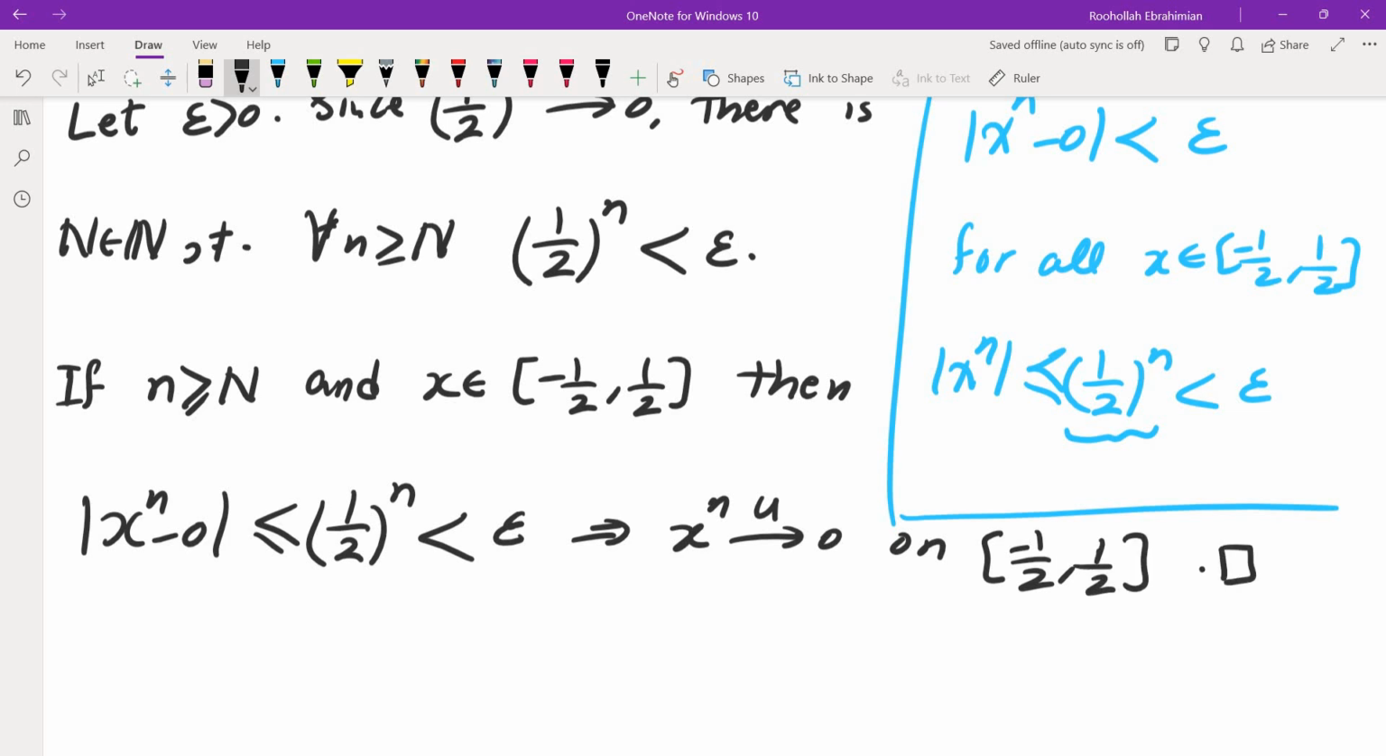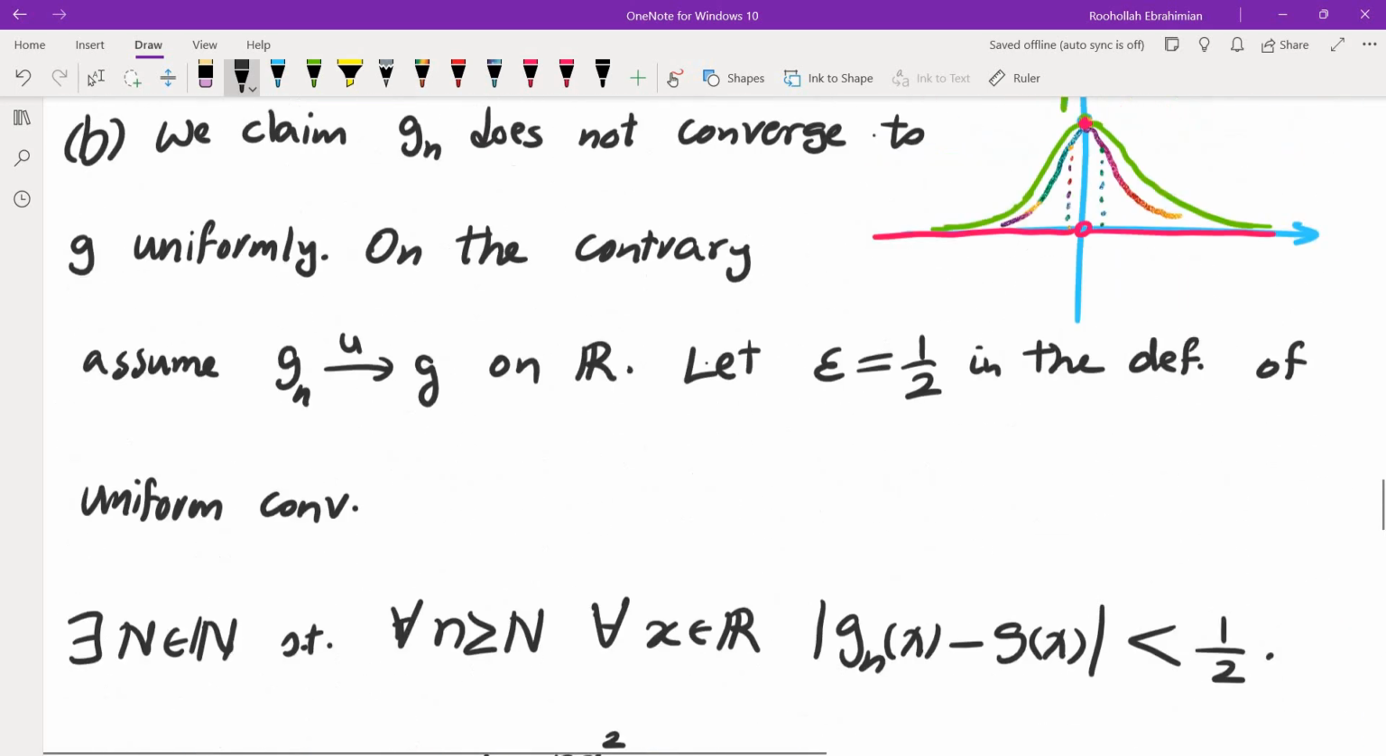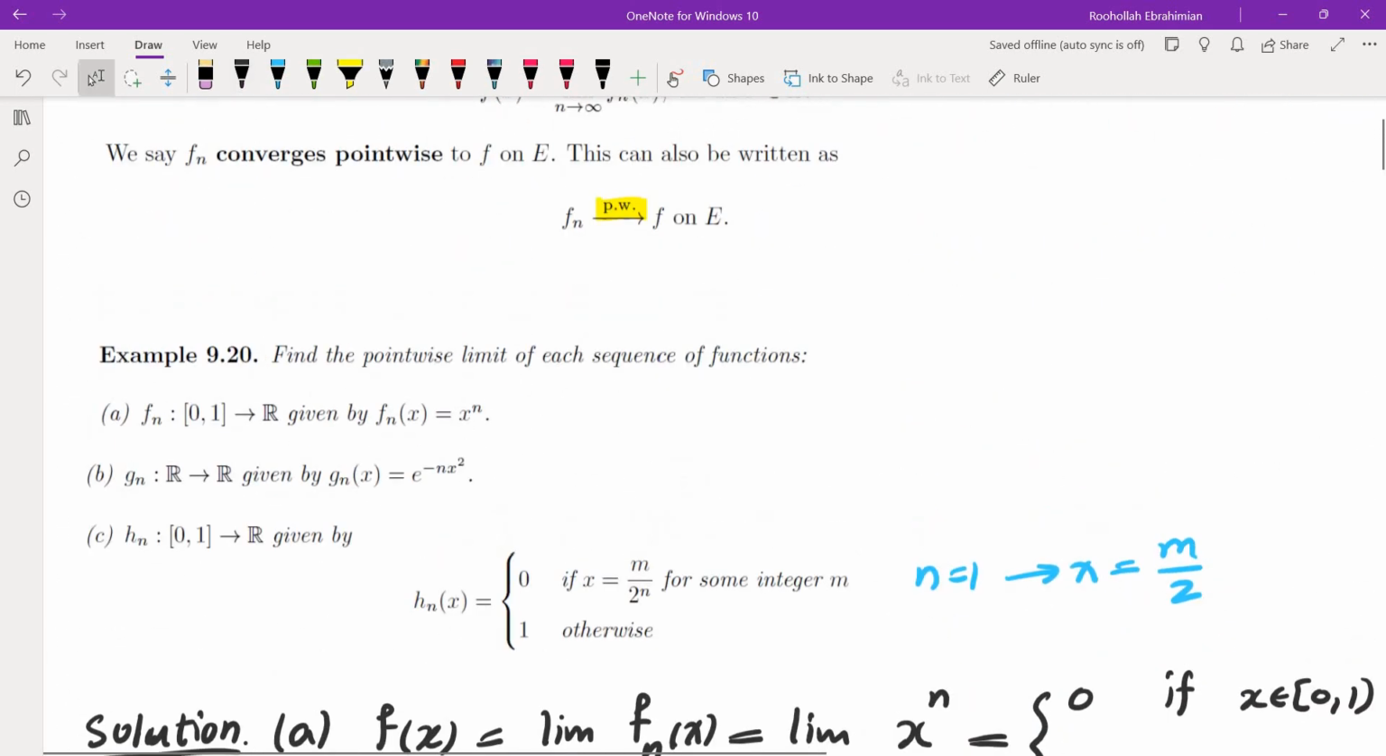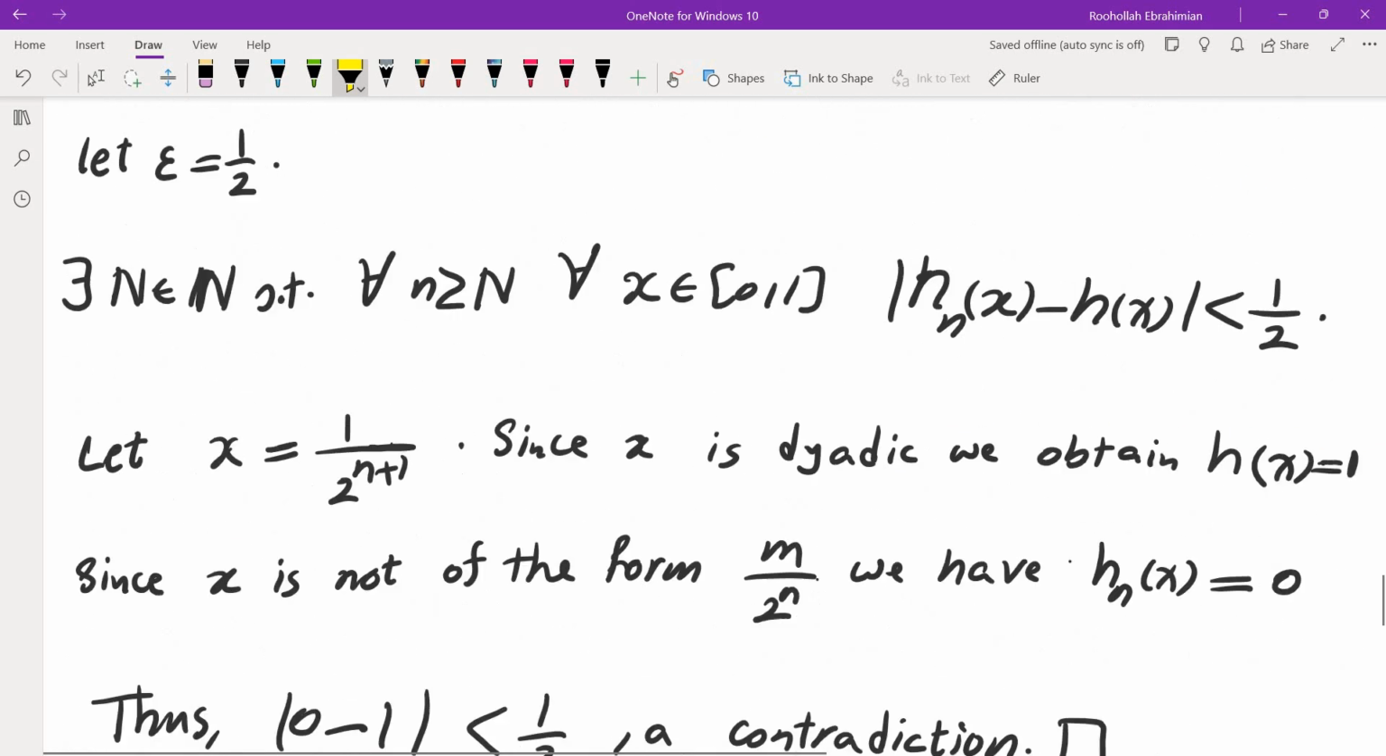So I'm making a point by this example. If you look at the example that we did earlier, the very first example, it was the same sequence of functions, x to the power of n. The difference though was the domain. If you take the sequence of functions x to the power of n over the domain 0 to 1, that is not going to converge uniformly. But if you look at the exact same sequence of functions over the interval from -1/2 to 1/2, that would converge uniformly. So it depends on your domain. It is very important to note that.